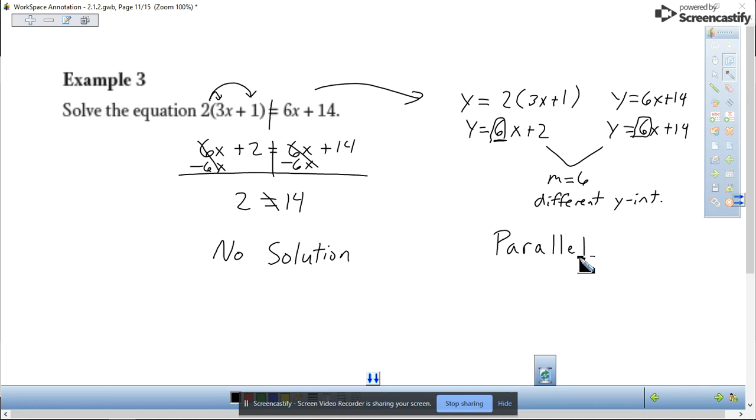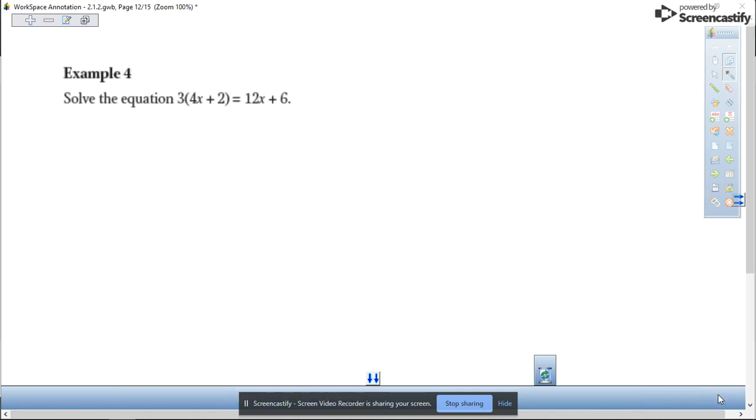Okay, all right, good deal. Moving on to the next one. Similar setup, very similar setup here. We have two terms on the right side, and then we have distributive property on the left side. So I'm going to go ahead and clean up that distributive property, and I get 12x plus 6 equals 12x plus 6. Now, some of you at this point will probably already go, ooh, I know what's going on here, but let's go ahead and just work it down.